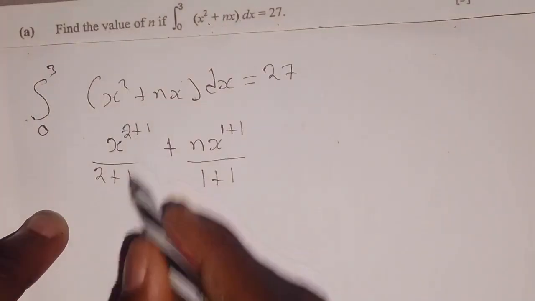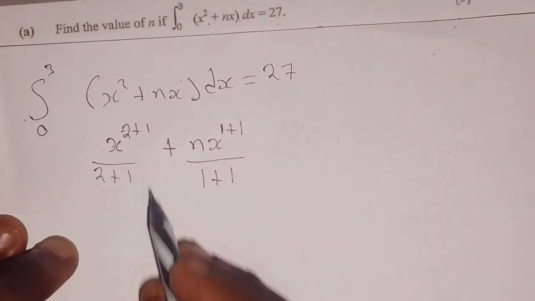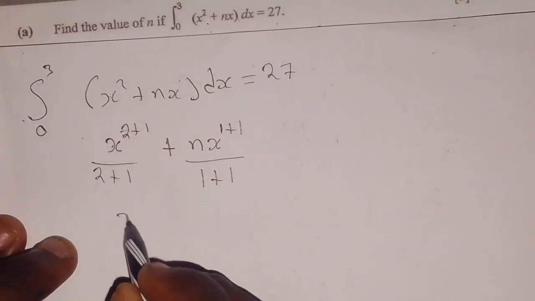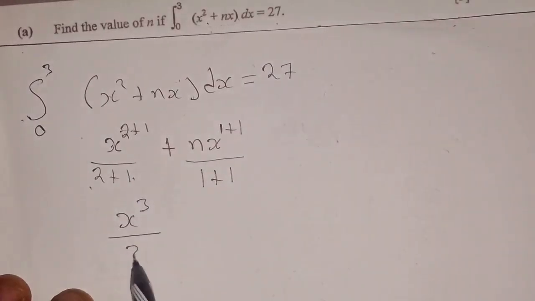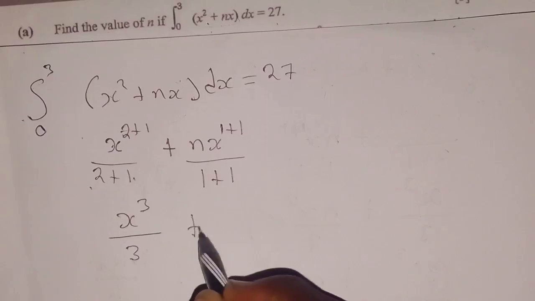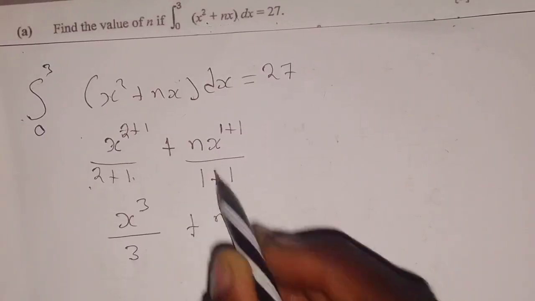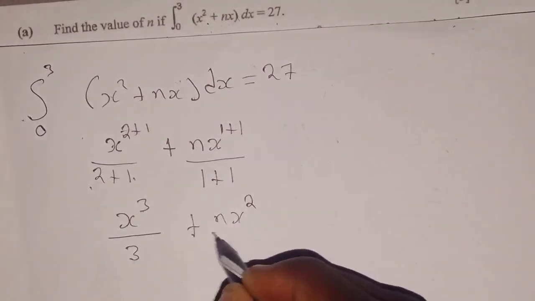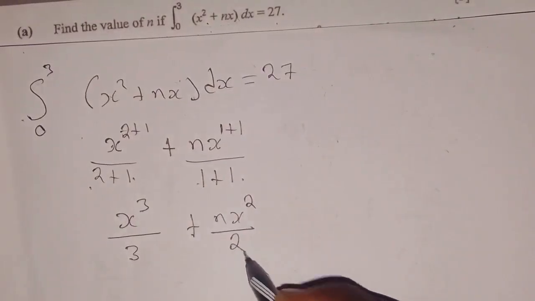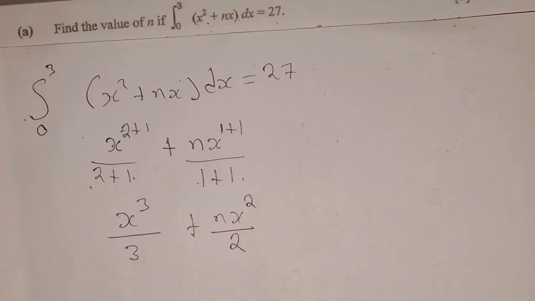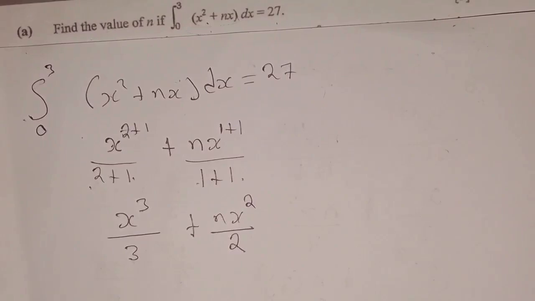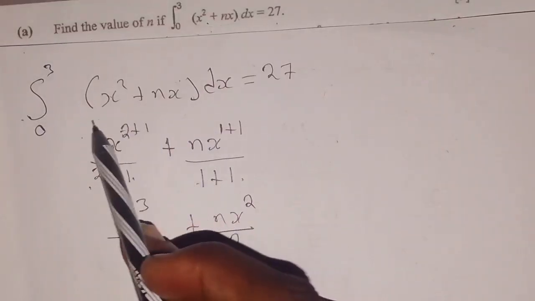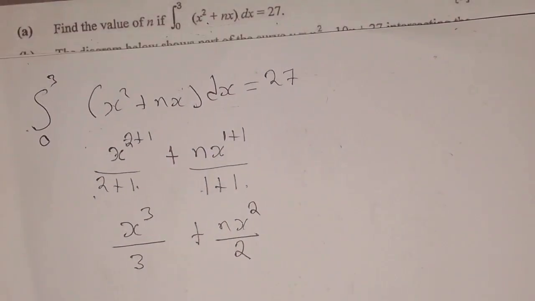So here we're going to have x to the power 3 over 3, because 2 plus 1 gives us 3, plus on this side x to the power 2 over 2, since 1 plus 1 gives us 2. So we have integrated it. This is how the function was before it was differentiated. After being differentiated, it came back to this point. So this is the original function.